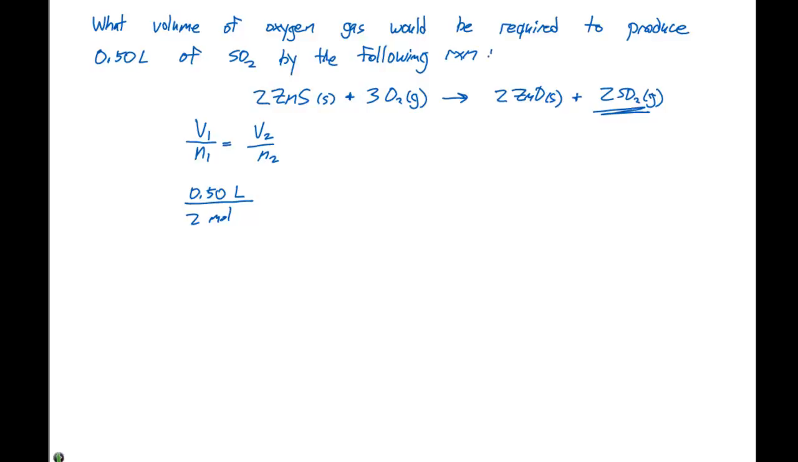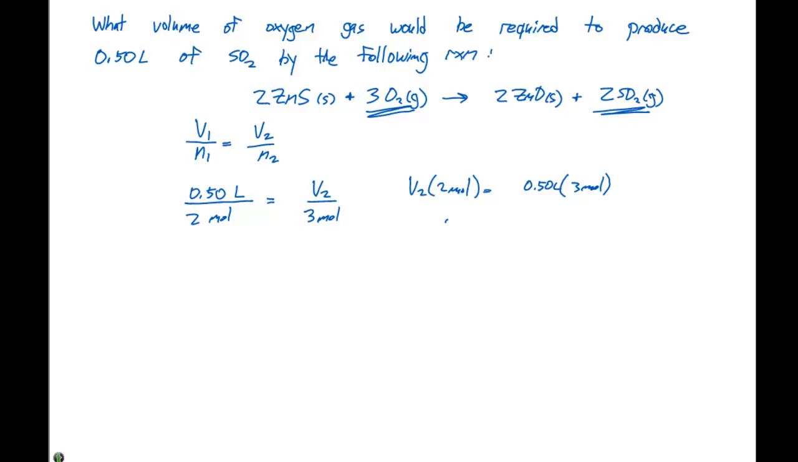so it's 2.000000. That's going to equal our second volume, which is what we're solving for, V2 of oxygen gas. Here we have oxygen gas, which is going to need 3 moles as its coefficient. We solve for V2, so V2 times 2 moles is going to equal 0.50 liters times 3 moles.